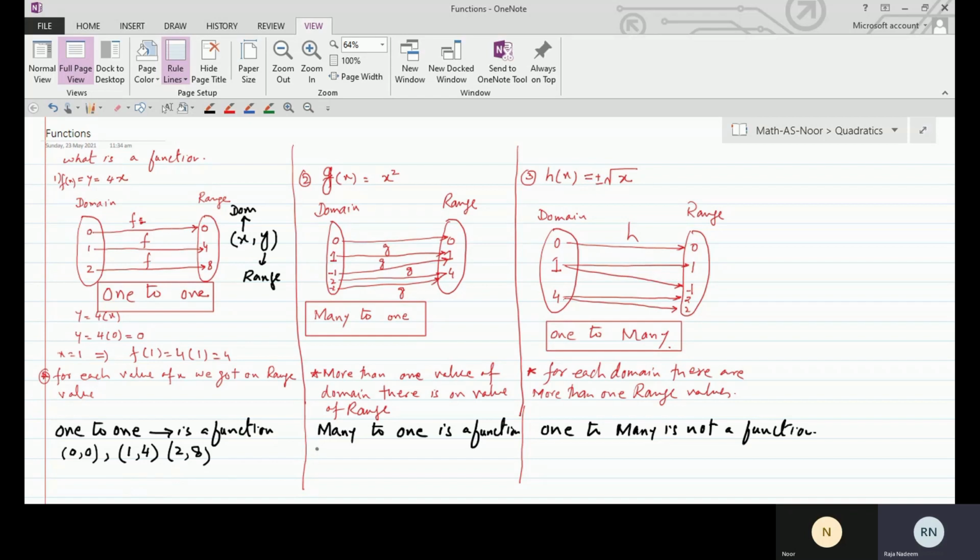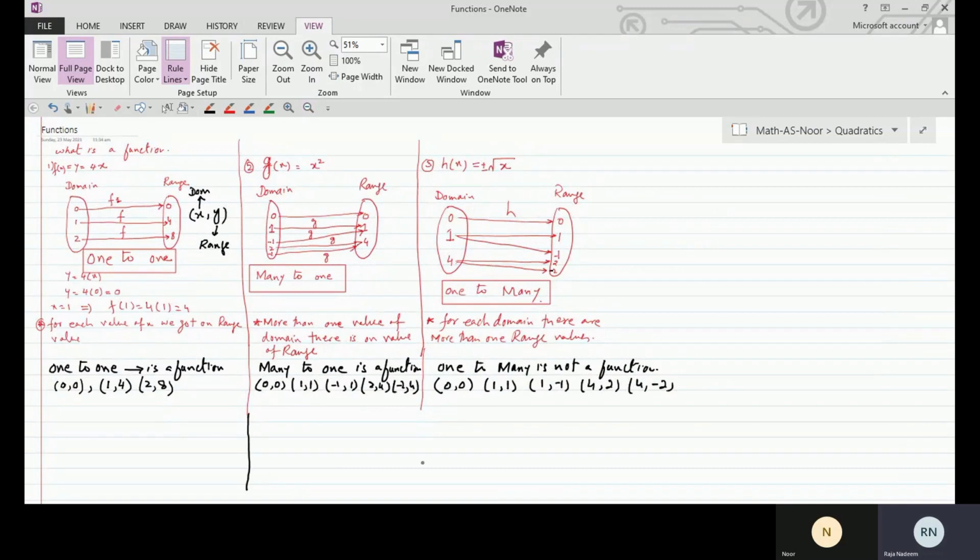So in example number 2 it is 0 and 0, then 1 and 1, then minus 1 and 1, for 2 and 4, and it is minus 2 and 4. Similarly in example number 3 we write 0 and 0, we write 1 and 1, we write 1 and minus 1, we write 4 and 2, and we write 4 and minus 2.